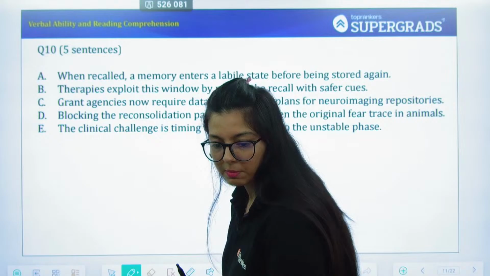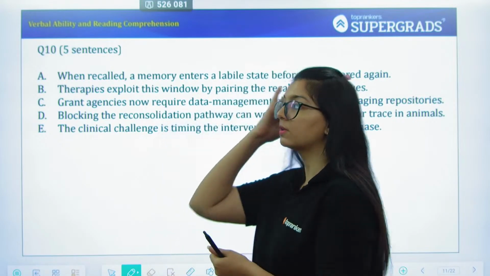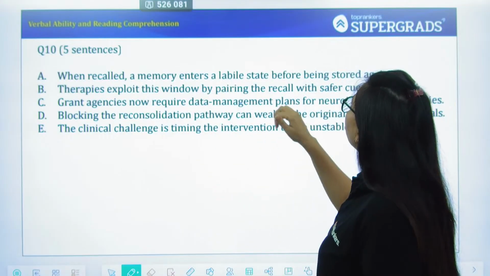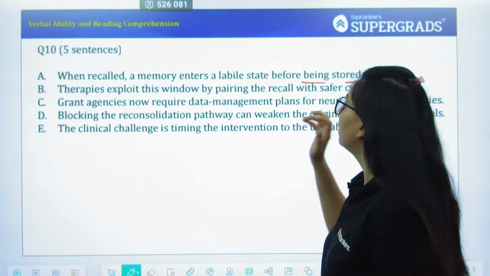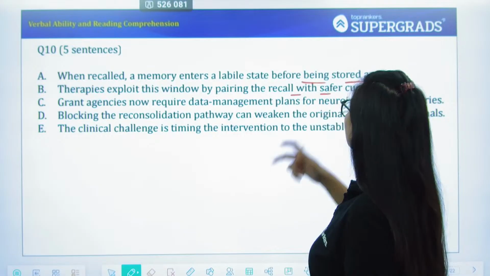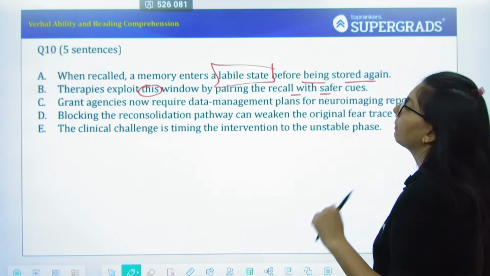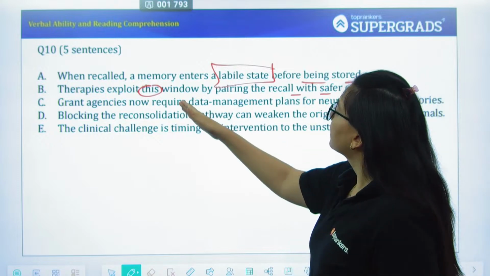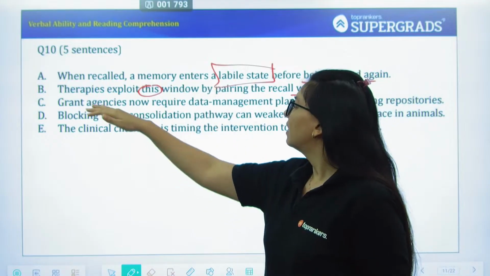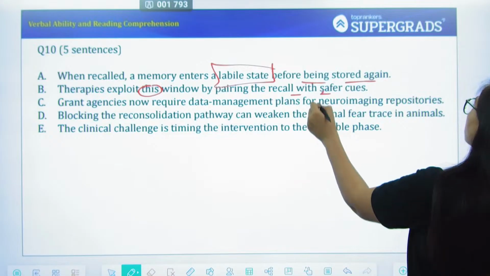Okay. Question number 10. Yes, the previous answer was D. Very good, Abhay. Let's try on to the next one. When recalled, a memory enters a labile state before being stored again. Therapies exploit this window by pairing the recall. So obviously this window over here could have been the labile state. And the therapies exploit this window by pairing the recall with safer cues. Makes sense. Grant agencies now require data management plans for neuroimaging repositories.